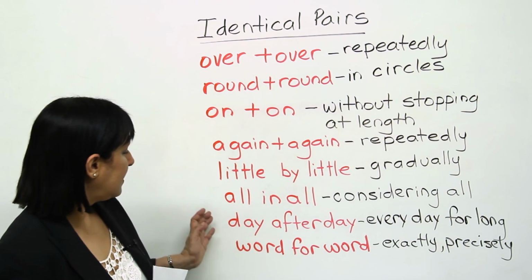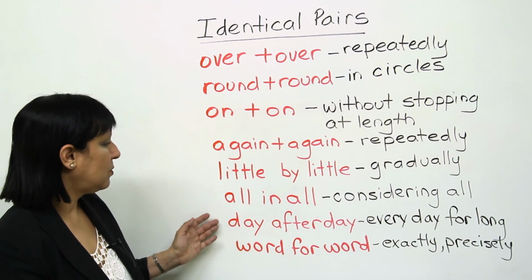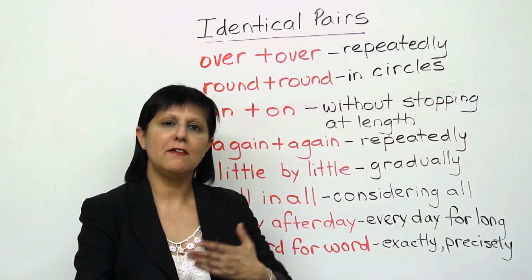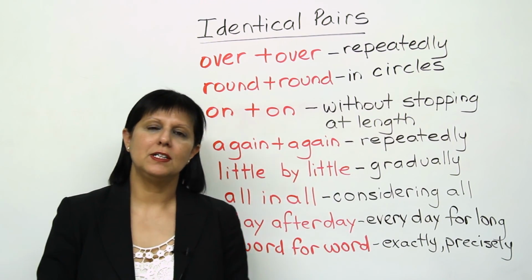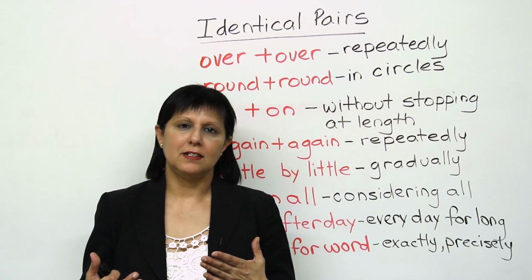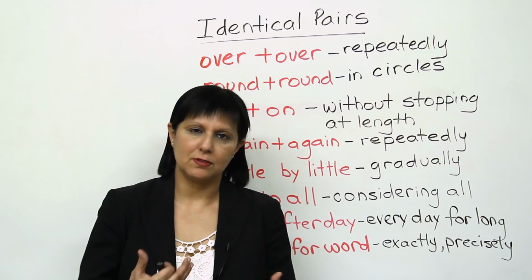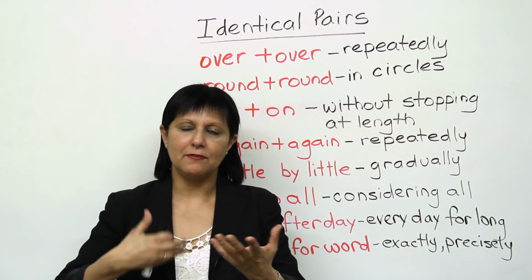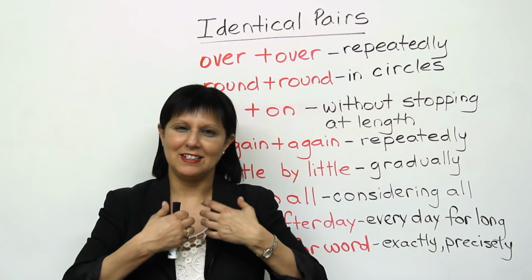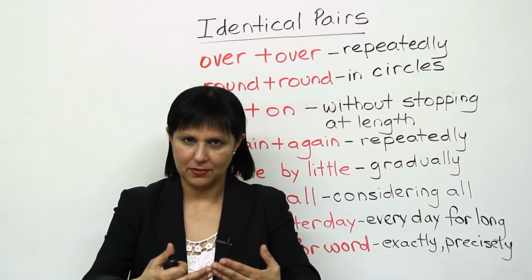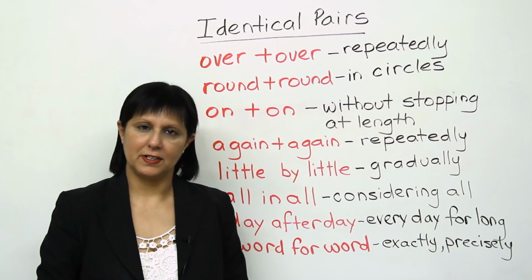Okay? Next example, day after day. What does that one mean? Well, day after day means every day for a long time. So, for example, day after day, he worked to support his family. Okay? He worked hard to support his family. When we say day after day, we're trying to show that it goes on and it happens one day after the other.